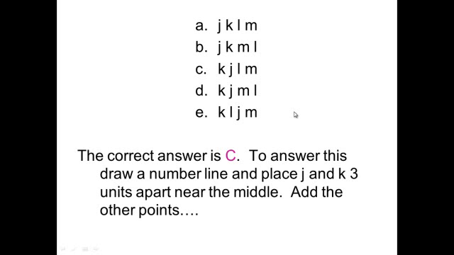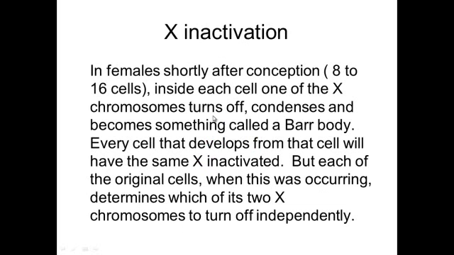Correct answer is C. What you do is you draw a number line. You place the two closest together very next to each other, and then you start adding in the other points, keeping in mind they may very easily give all the answers starting in the reverse order. I kind of like that problem.